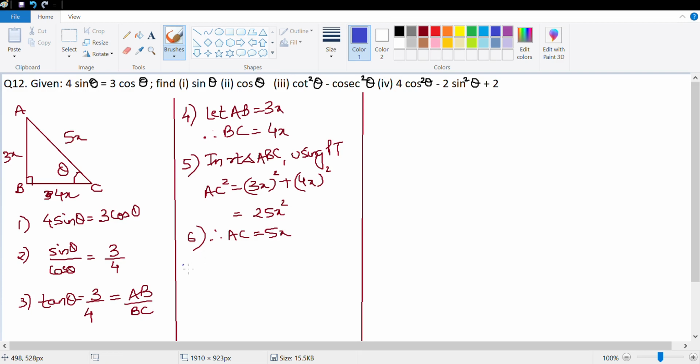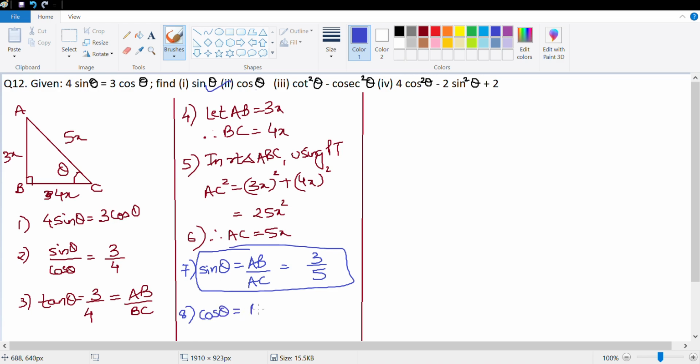First point, sine theta. So sine theta would be equal to perpendicular, which is AB, upon hypotenuse, which is AC, which means 3x upon 5x, which is 3 upon 5. Done. Next part, cos theta. Cos theta would be base, which is BC, upon hypotenuse, which is AC, which means 4 upon 5. This also done. Next part of the question.